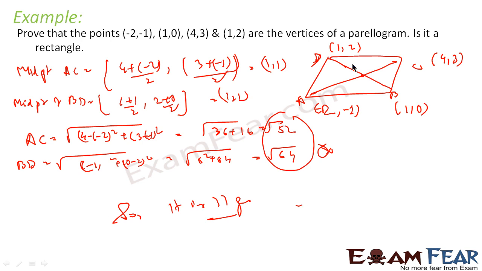Correct? So in this case, we didn't find AB, BC, CD and DA. We just found the midpoints, and we found that the midpoints are coinciding.